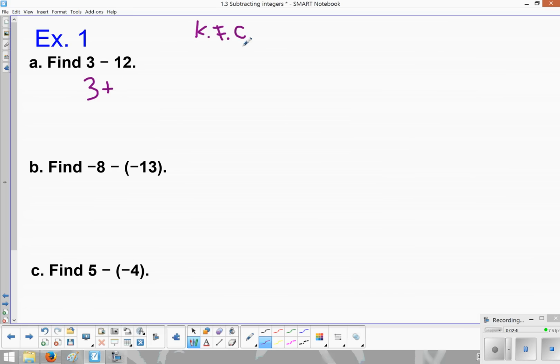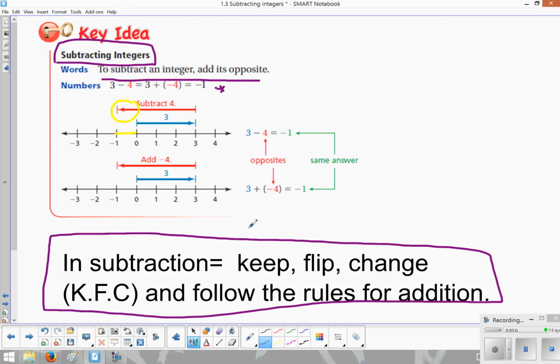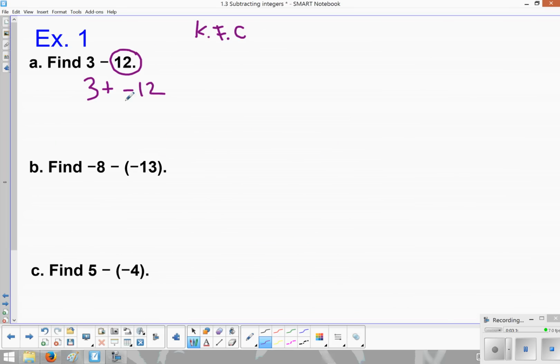And what C stands for is the change. So you change this 12 into the opposite. What's the opposite of 12? Well, the opposite of 12 is a negative 12. And if you remember in my last slide, my definition said, in a subtraction, you keep, flip, change, and follow the rules for addition. So if you notice, subtraction problems become addition problems. Subtraction problems always become addition problems.